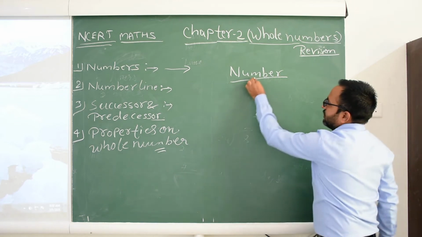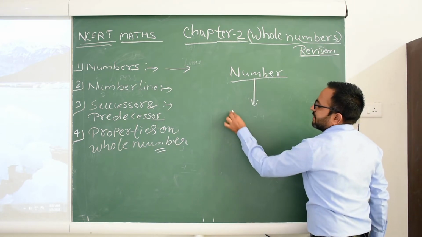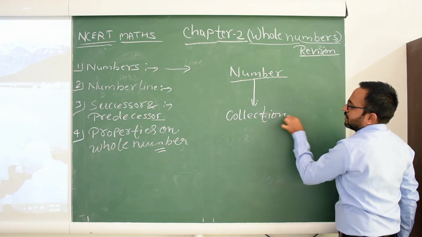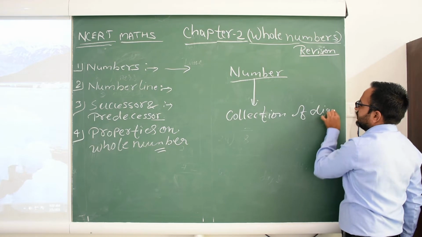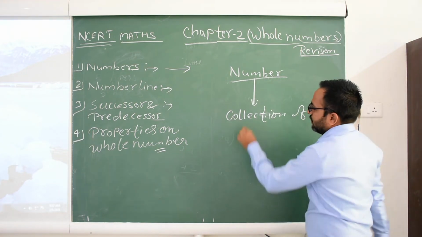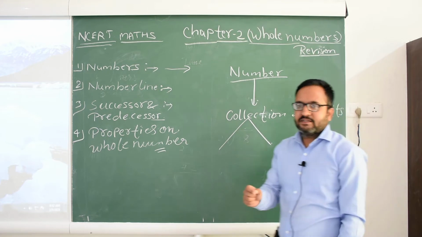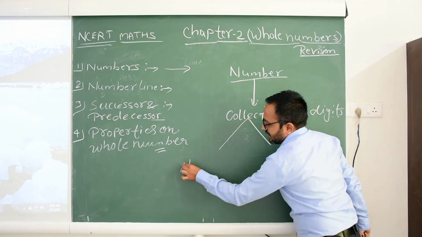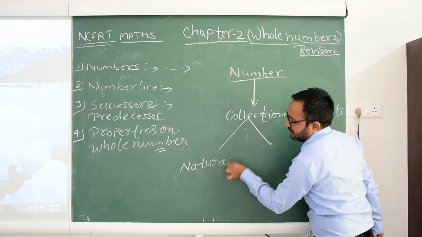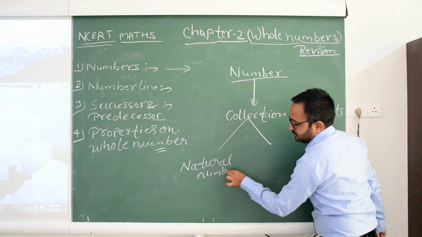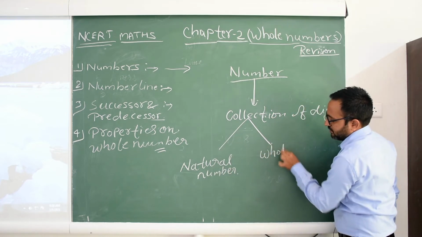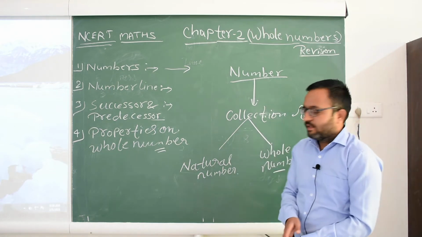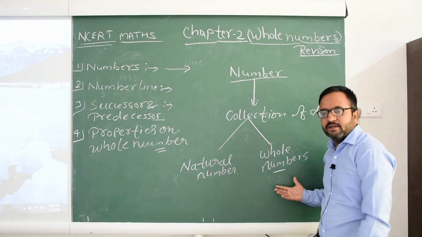In the previous video we already explained that a number is a collection of digits. Now, in class 6 which types of numbers do we use? The first type of number is natural numbers and whole numbers. Now, what is the difference between natural numbers and whole numbers?